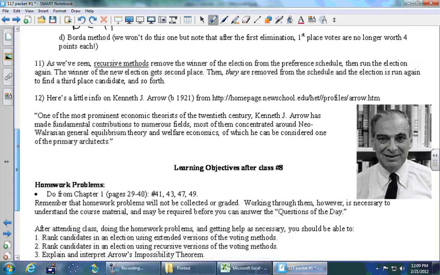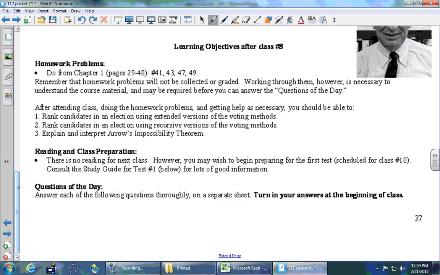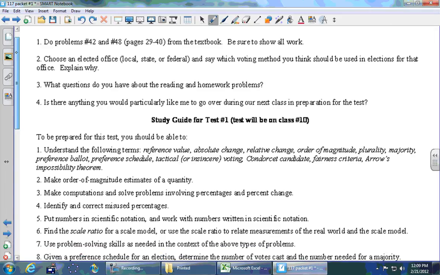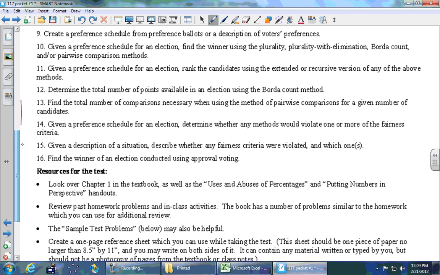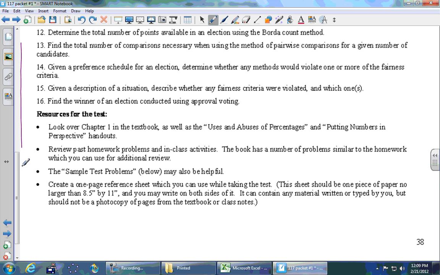All right, so let me tell you what the plan is for next class. Next class, we are reviewing for the test. Can you guys go to page 38, and I will point out some of the resources you have available to you in terms of studying for the test. When is the test? One week from today. Tuesday of next week is the test.